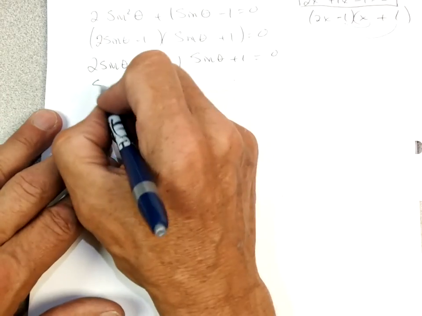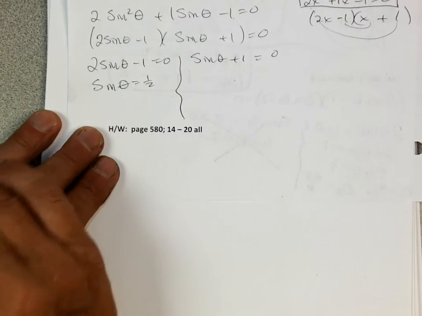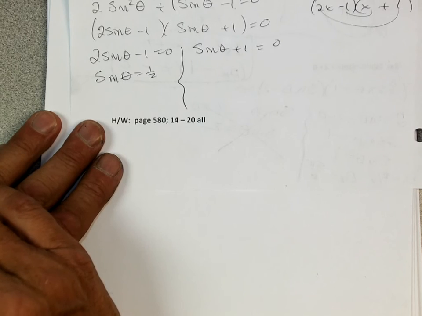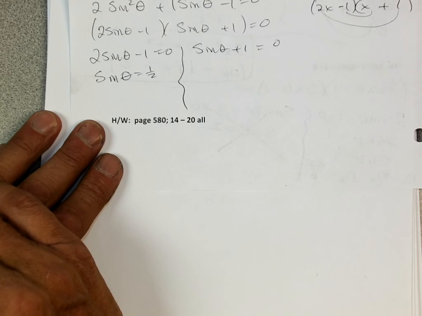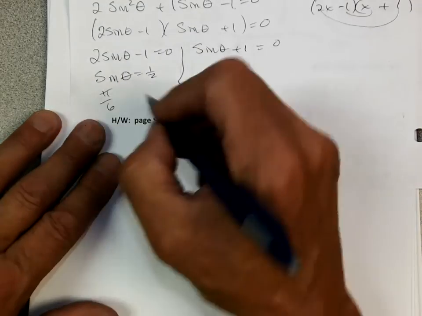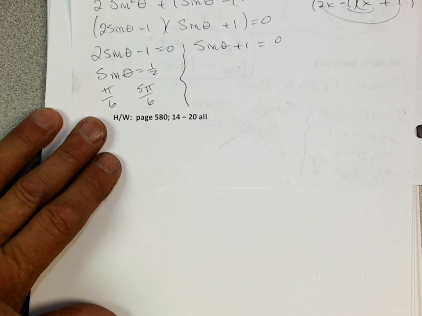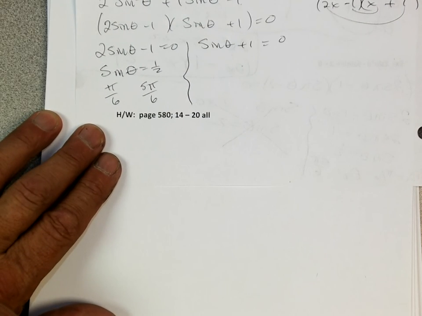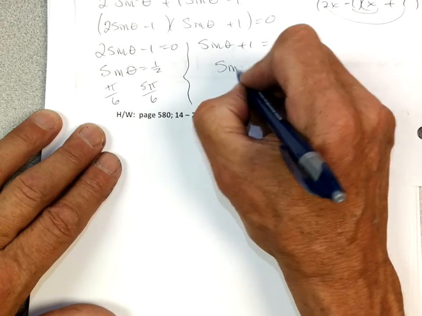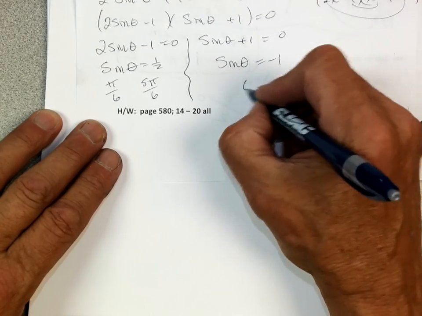So if you solve, I got a sine of theta is equal to 1/2, right? James is already looking for it. So where does sine equal 1/2? Pi over 6 and 5 pi over 6. Capiche? Minus 1, I got sine theta equals negative 1. Where does that happen? 3 pi over 2.